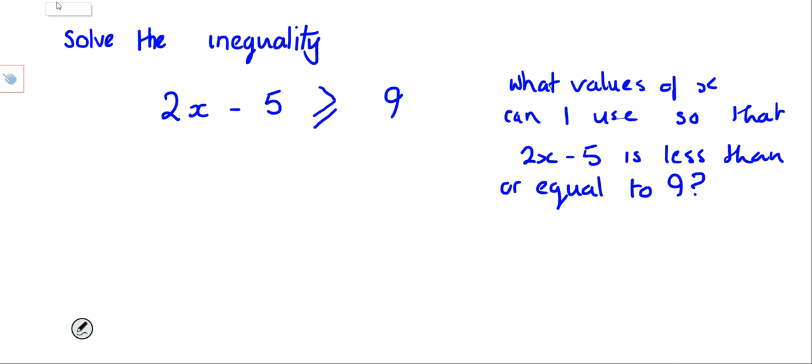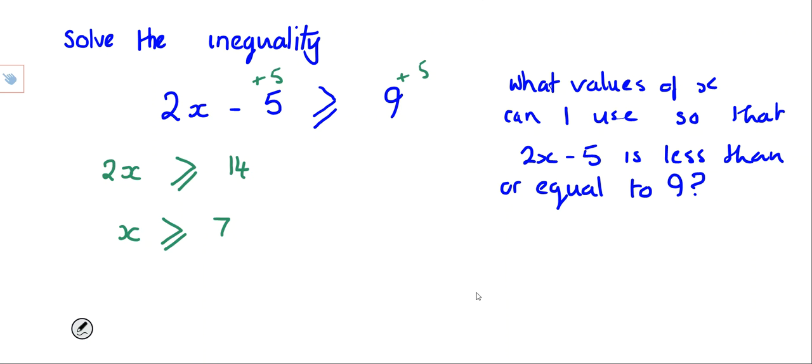Would you solve it first? Go on then, give me your method. What would you do? So you do 2x plus the 5 on both sides. So I'm going to add the 5, like you would do if it was an equals. So then you do 2x is greater than or equals to 14. And then you divide, and then x is greater than or equals to 7. That's it, isn't it? So it's exactly what you've been doing before, but with a different symbol.